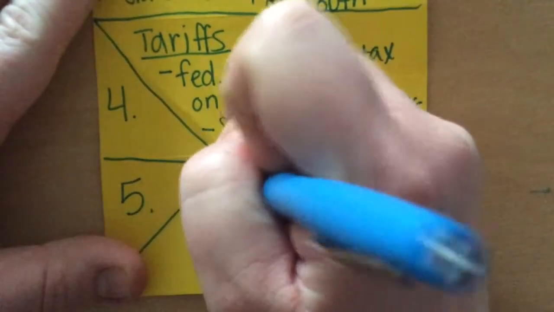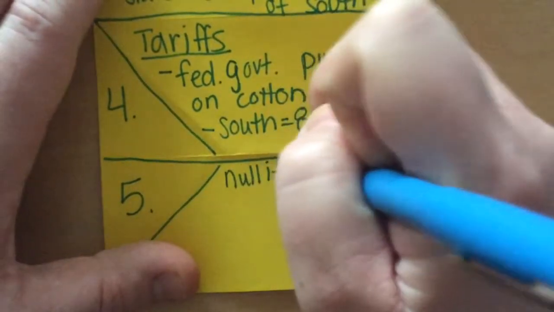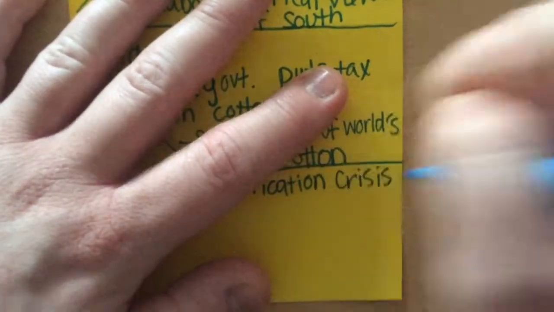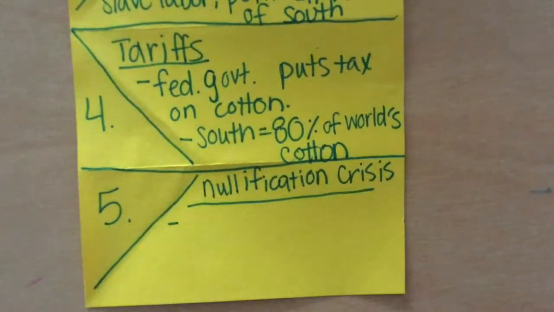The fifth reason is the Nullification Crisis. This is a fancy word for states' rights. If the federal government makes a law, then it's only fair that the states can shoot it down and not follow that law, right? No, that's not how it works. If the federal government makes a law, every state has to follow it.